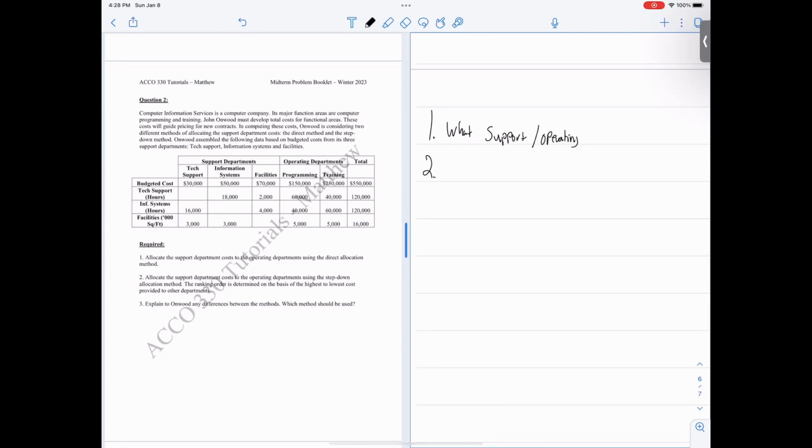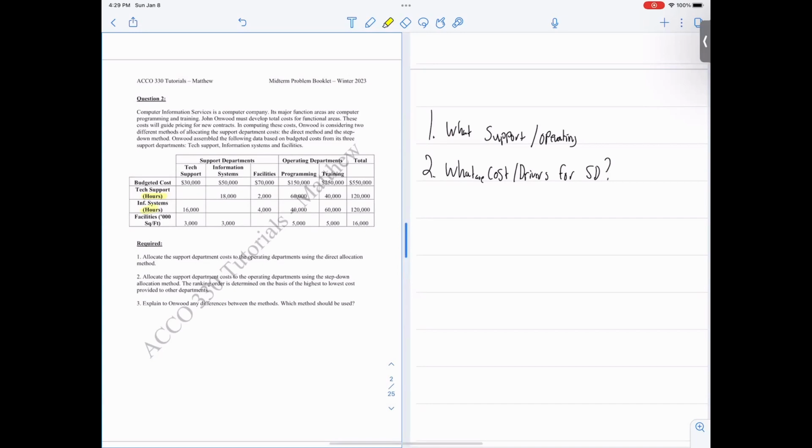Okay. 2, what are the cost drivers for the support departments? So guys, what the cost drivers are for support departments, right, is what drives the cost. How does the support department incur costs in the first place? So if I jump to the question here quickly, you'll see how tech support allocates based on hours, information system allocates based on hours, and facilities based on square feet. That is what I'm talking about.